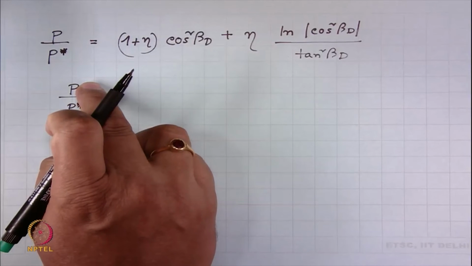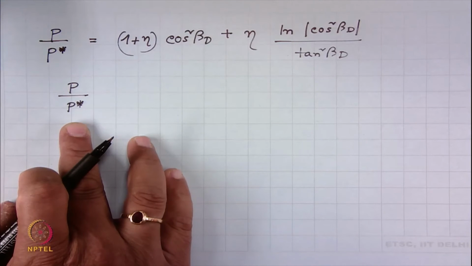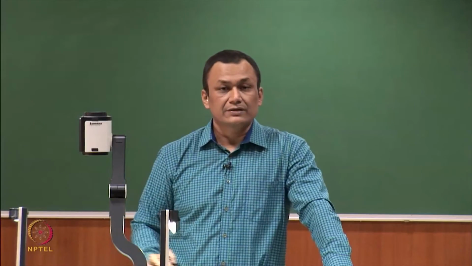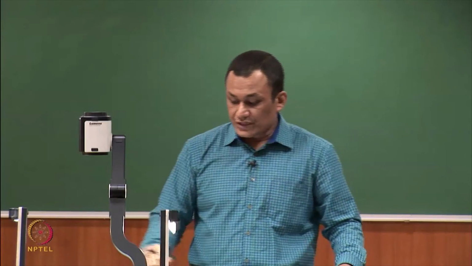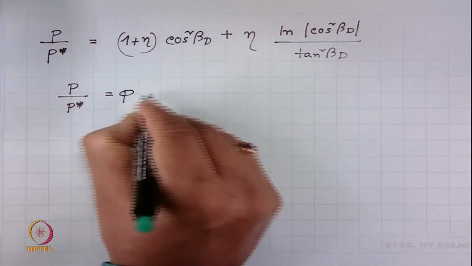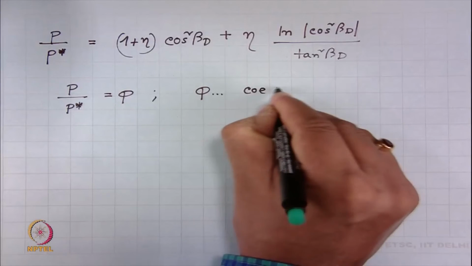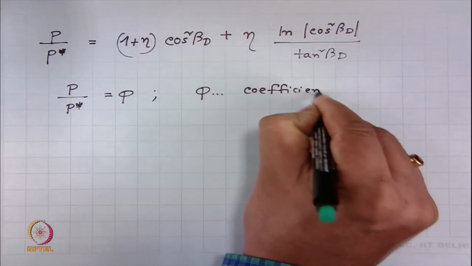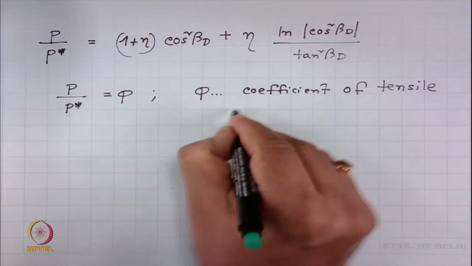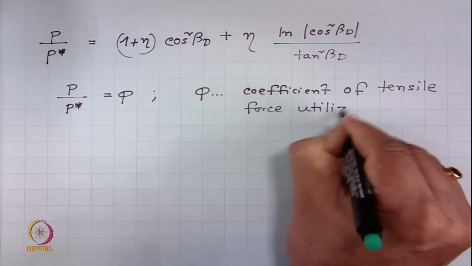Yarn axial force divided by axial force on a parallel fiber bundle having the same fineness and same substance cross sectional area like yarn. So, this quantity we denote as phi, where phi is known as coefficient of tensile force utilization.